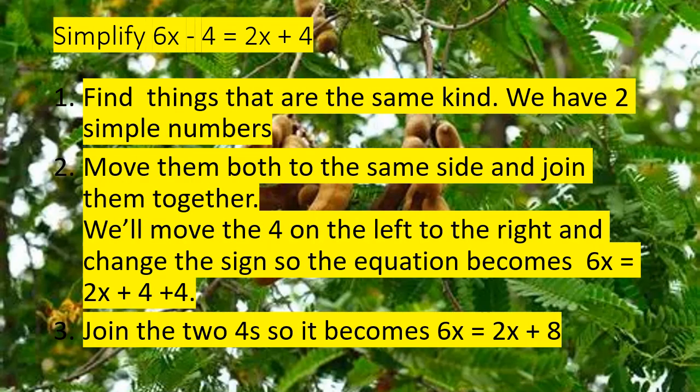So the next question, we have to simplify 6x minus 4 equals 2x plus 4. So first we find the things that are the same kind. So we have two simple numbers. Move them both to the same side and join them together. So we'll move the 4 on the left to the right and change the sign. So the equation becomes 6x equals 2x plus 4 plus 4. Join the two 4's so it becomes 6x equals 2x plus 8.